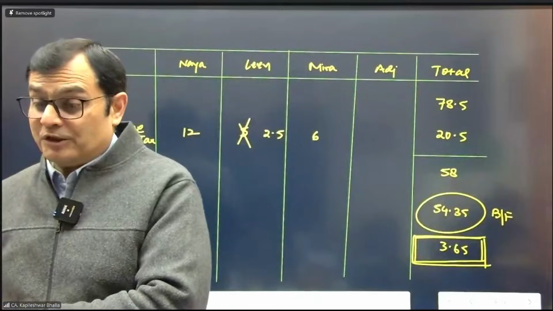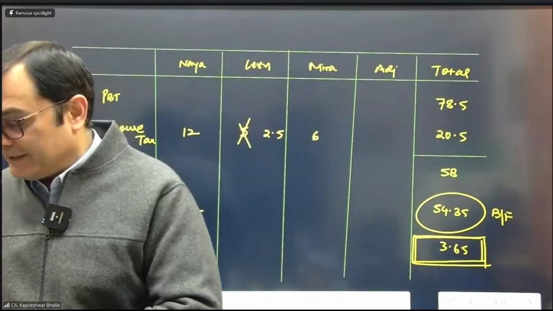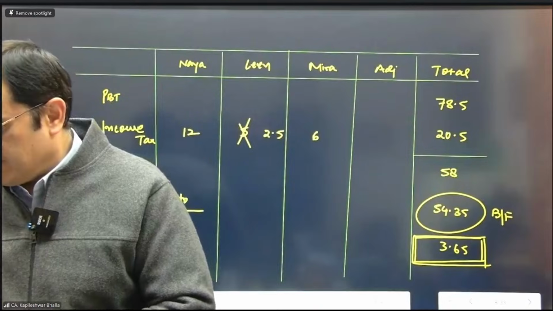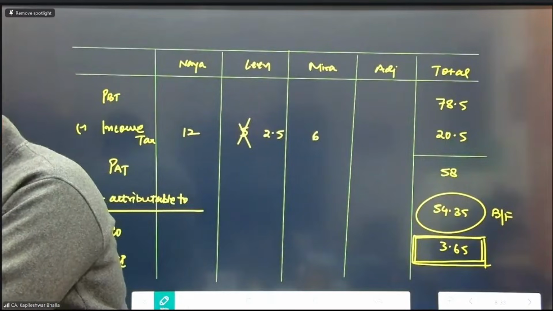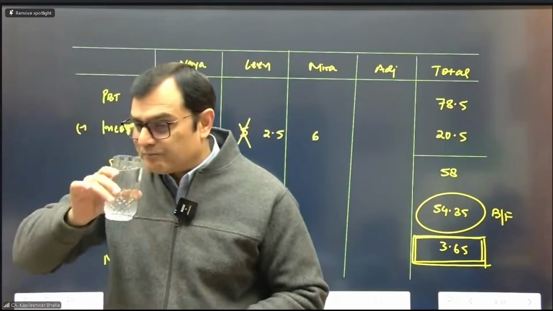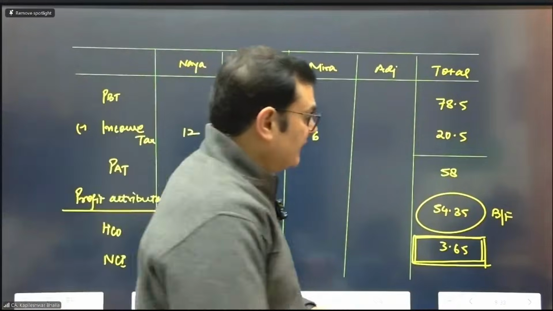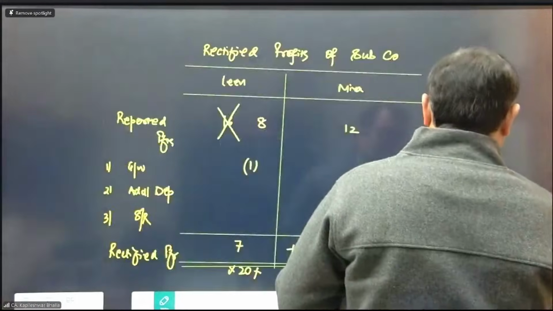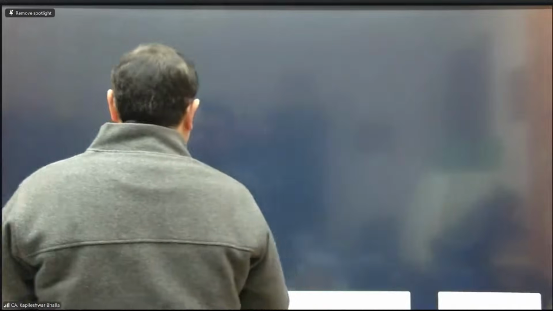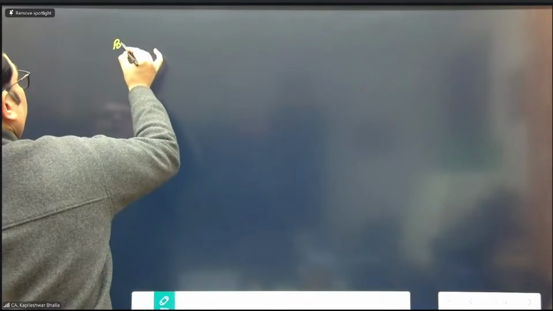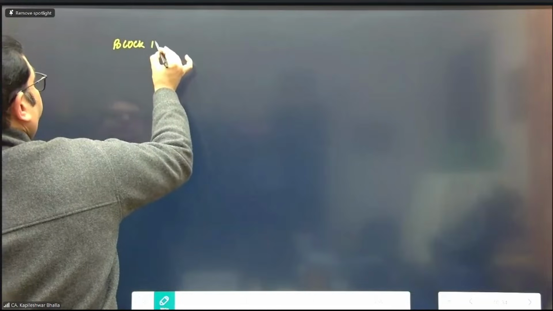Then I think we can take the journey forward. That's wonderful indeed. So let's now go to the third block in this case, which is again very, very easy indeed. So let's come to the third area of Ind AS 110. That is my block number 3.